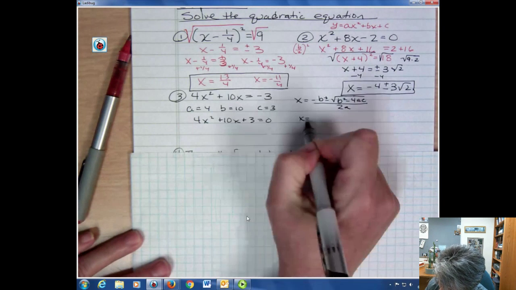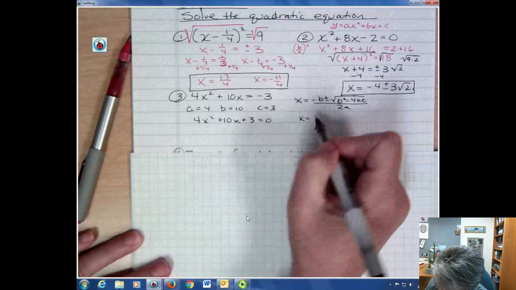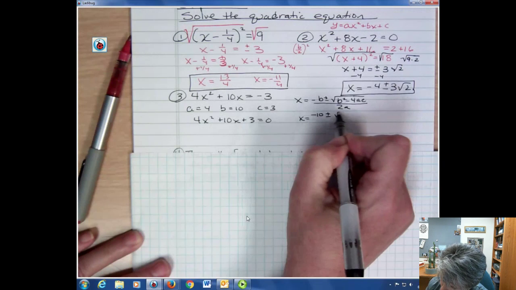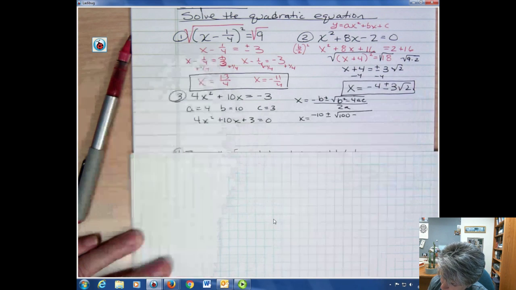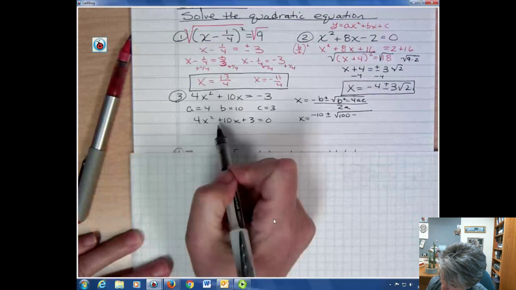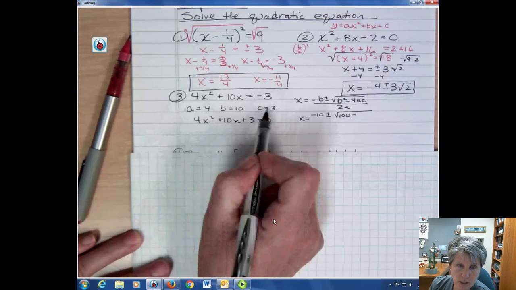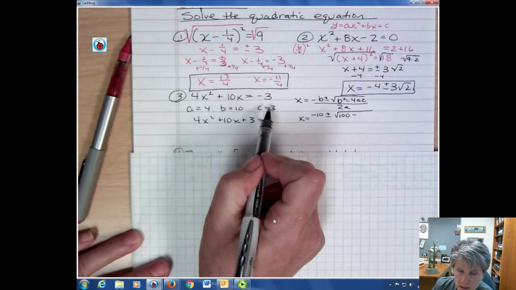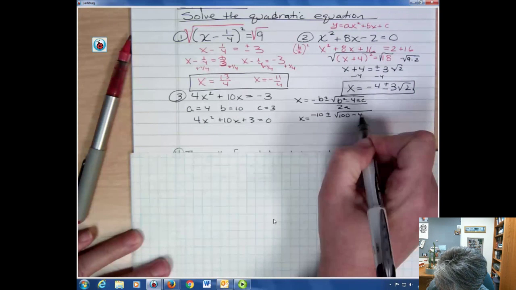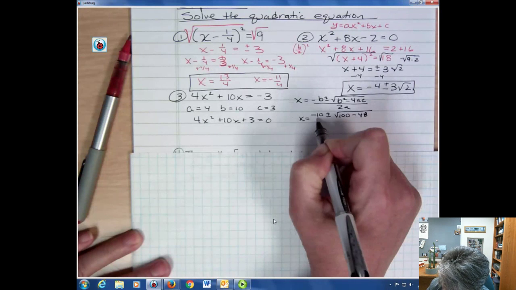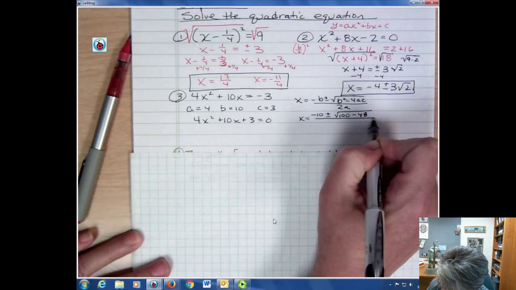So I have negative b, that's -10, plus or minus the square root of b squared, which is 100, minus 4 times a times c. Well, 4 times 4 is 16, times 3 is 48. So I've got minus 48 all over 2 times a, which is 8.